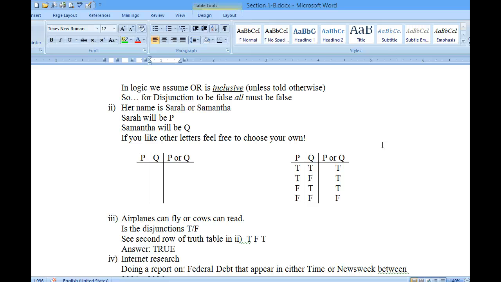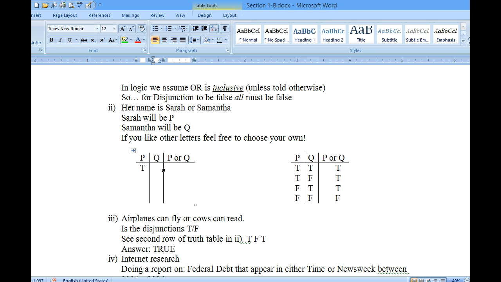So if I take the statement, her name is Sarah or Samantha, we're just going to assign these propositions letters. Sarah will be the P and Samantha will be Q. Let's find all the different ways to fill up our truth table. Let's make sure that we're okay with how big the truth table will be. I have two options for P, so 2. I have two options for Q, it's 2. 2 times 2 makes it 4. Just double check, I have 1, 2, 3, 4. I have 4 in there, so I'm good to fill in all of the different possibilities.